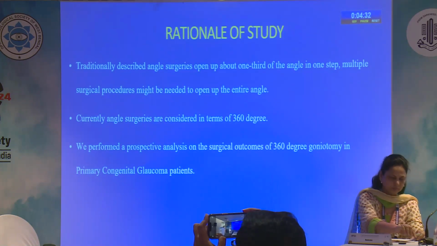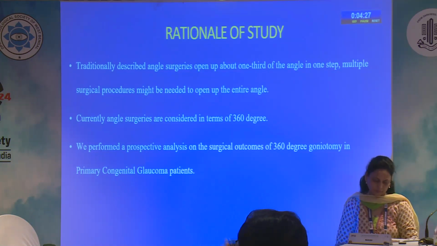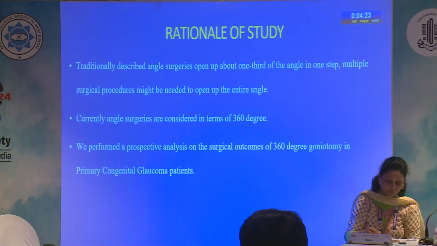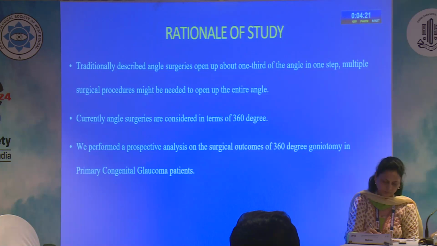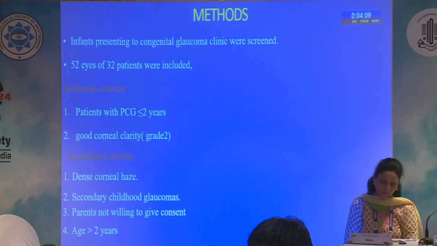The traditional angle surgeries which have been described open up about one third of the angle, so multiple surgeries might be needed to open up the entire angle. So we performed this prospective analysis on the surgical outcomes of 360 degree goniotomy. Now we included around 52 eyes of 32 patients who presented to our clinic, and patients with PCG with age less than 2 years with good corneal clarity, so we can see the angle, were included, and patients with the following exclusion criteria were not included.